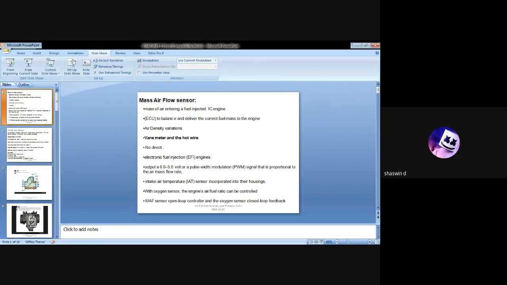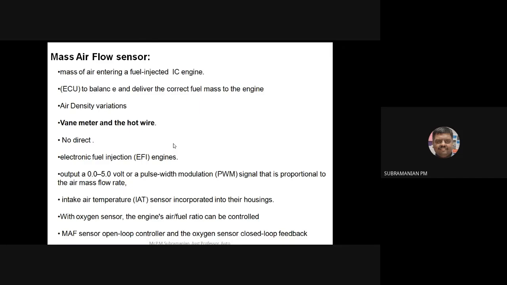Okay, listen. Last class we have seen different types of sensors. In unit 2, we are discussing different types of sensors. We saw the magnetic reluctance sensor, crankshaft position, camshaft position, and we discussed the Hall effect. Then the temperature sensor. So like this, we have discussed these sensors, okay?